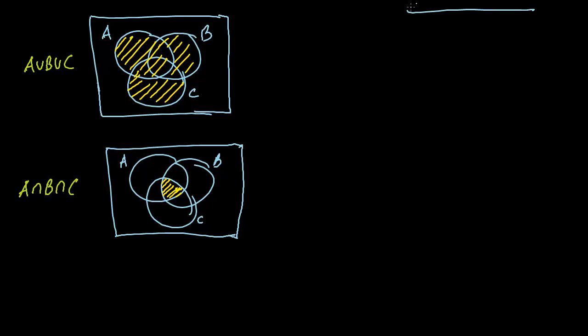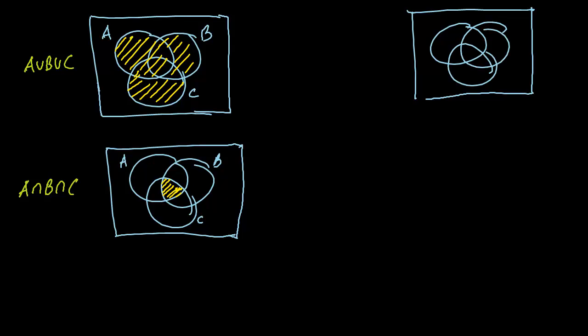So the complement set is going to be A, B, C. So if we want to make A prime intersection B prime intersection C prime, that means we remove everything. Intersection prime means we remove everything. So that region would be this outside.